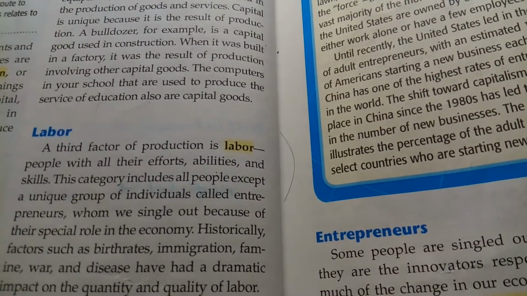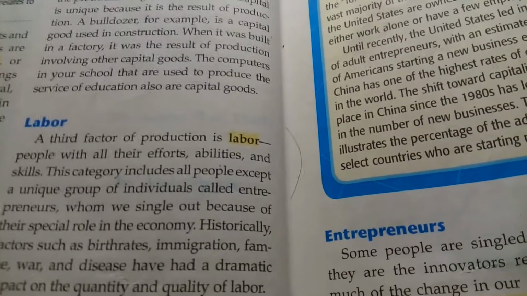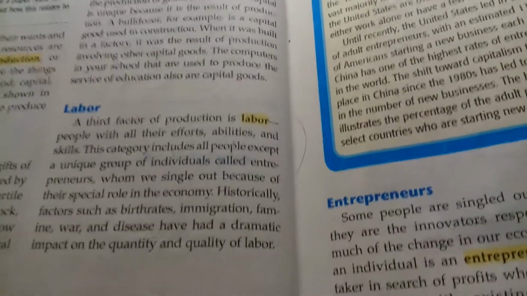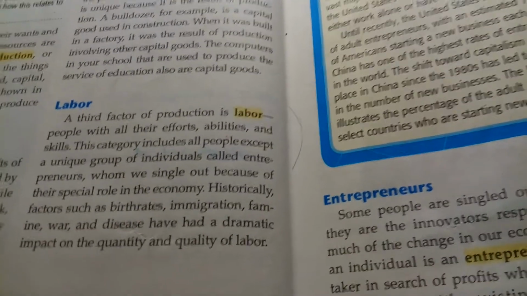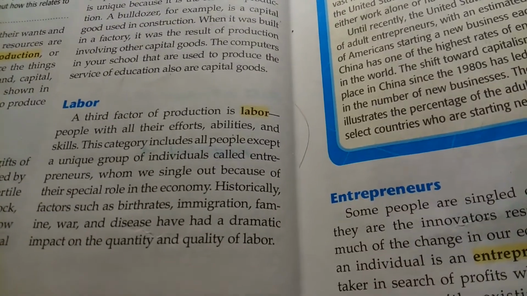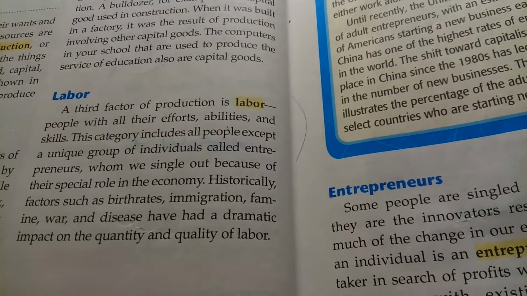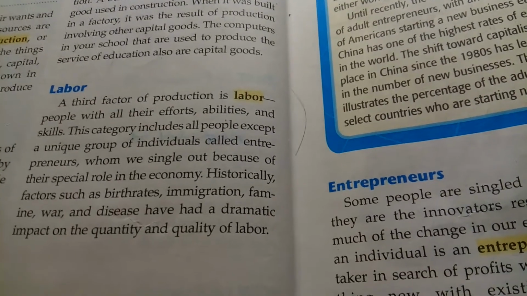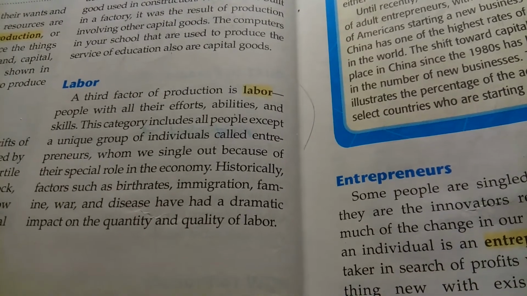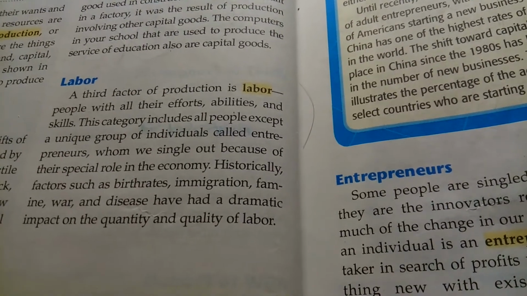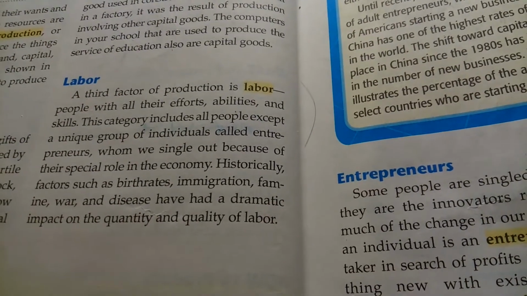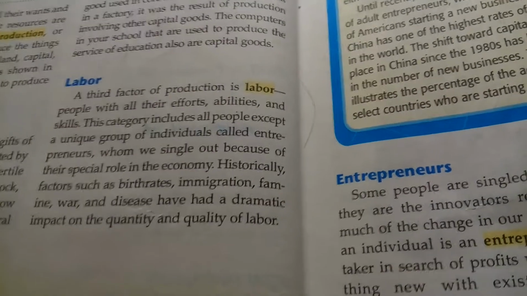A third factor of production is labor, which is people with all their efforts, abilities, and skills. This category includes all people except a unique group of individuals called entrepreneurs, whom we single out because of their special role in the economy. Historically, factors such as birth rates, immigration, famine, war, and disease have had a dramatic impact on the quantity and quality of labor.